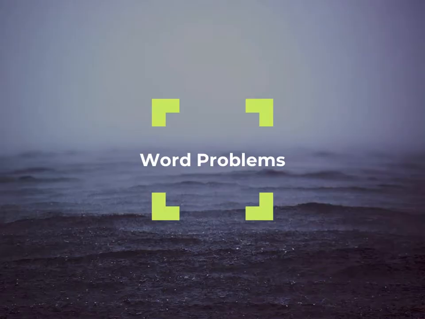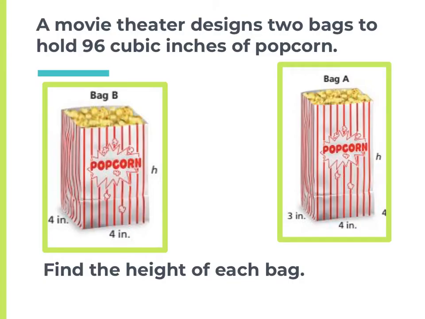Okay, so now I believe we might be ready for some word problems on this. So let's go to our first one. A movie theater designs 2 bags to hold 96 cubic inches of popcorn. Find the height of each bag.